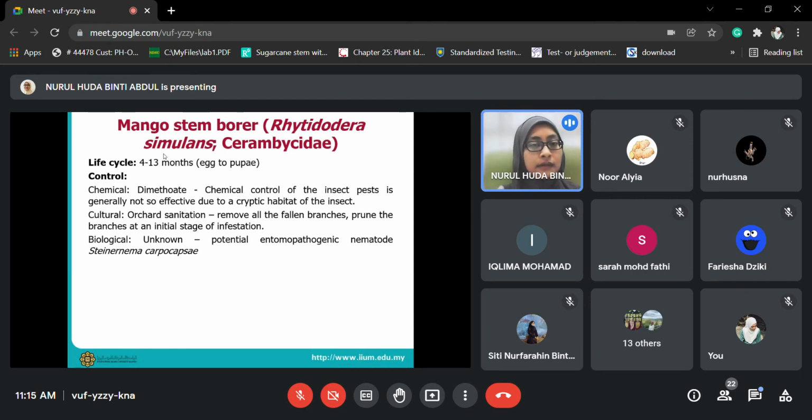Okay, bukan adult. Okay, for the control, we can use dimethoate. Chemical control of the insect pest is generally not so effective due to the cryptic habitat of the insect. Since here I put it, we can use dimethoate, but since the adult is not very, how to say, you cannot usually see the adult lah.